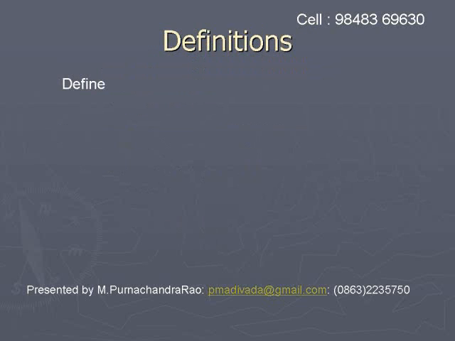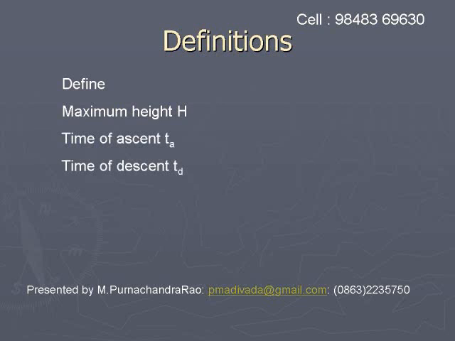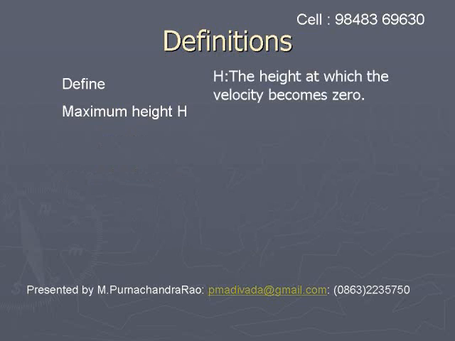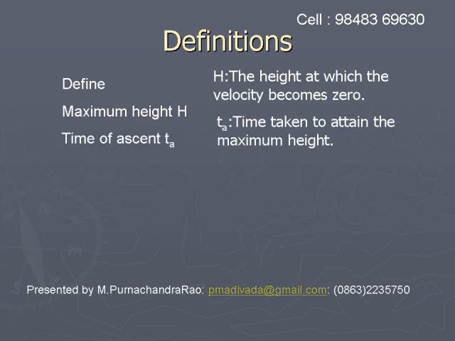Definitions. Define the following: maximum height capital H, time of ascent ta, time of descent td, time of flight capital T. Capital H, maximum height. The height at which the velocity becomes 0 is known as maximum height.